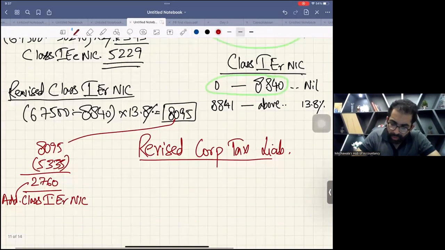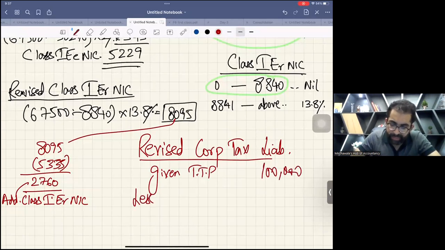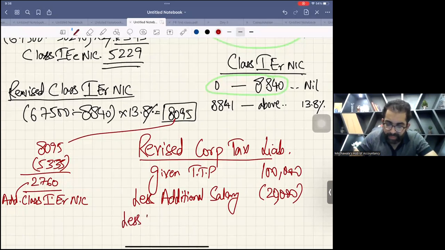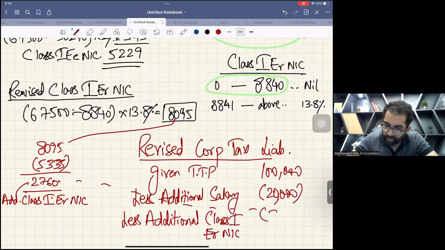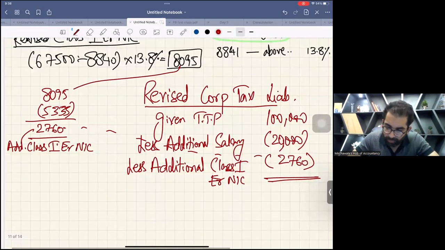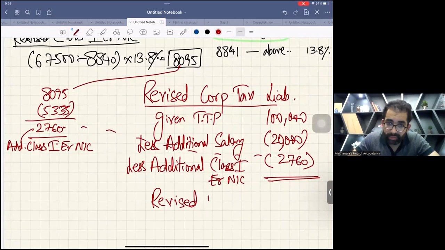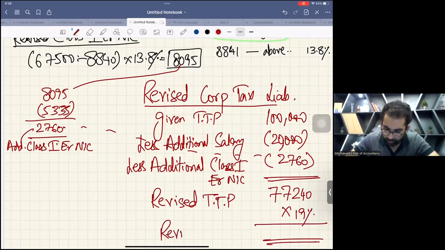Okay. So given TTP was 100,000. Now less additional salary. Additional salary was 20,000. Yes, salary is an allowed expense. And less additional class 1 employer NIC, this number. Can you tell me the revised TTP now? Revised TTP 77,240, times tax rate of 19%. Come on, do it.